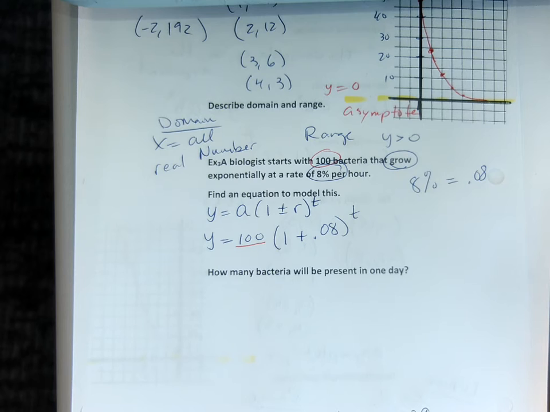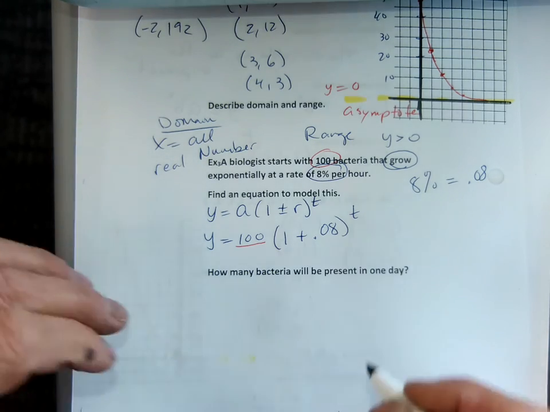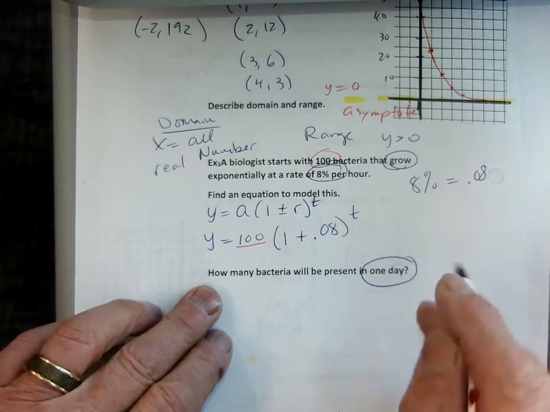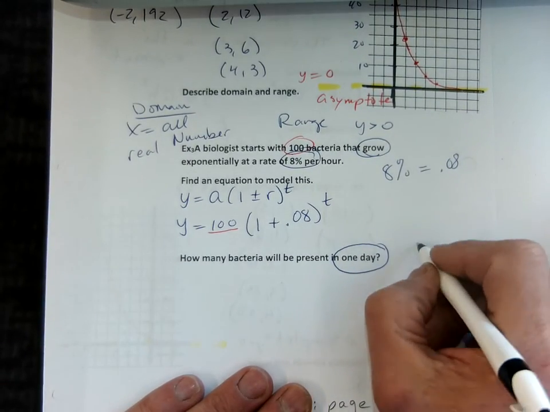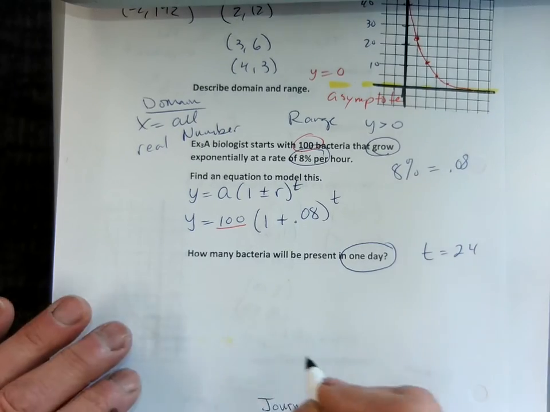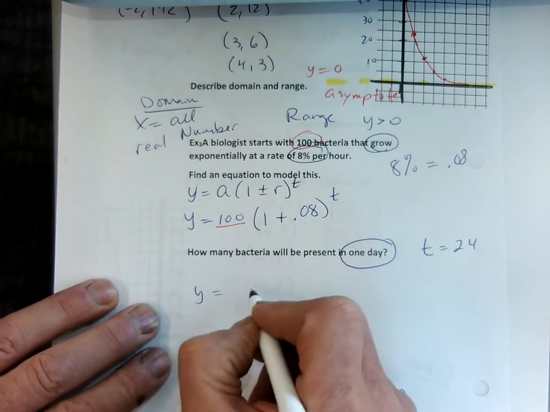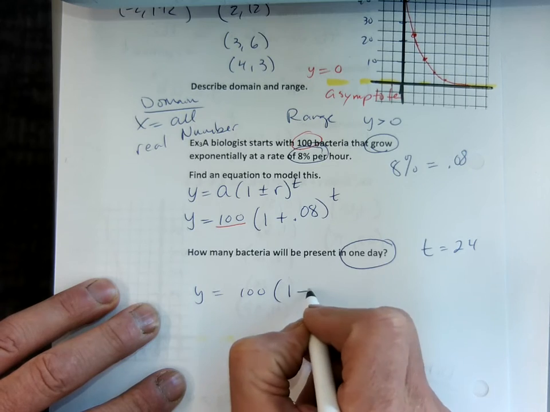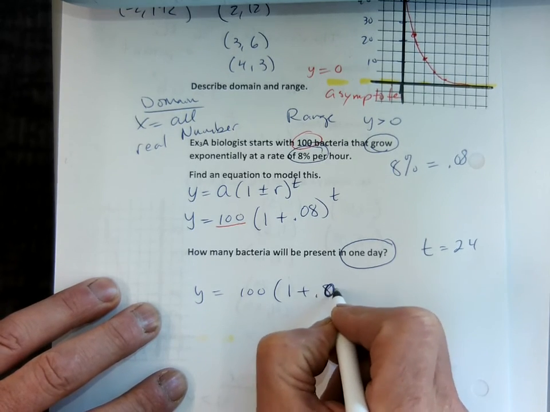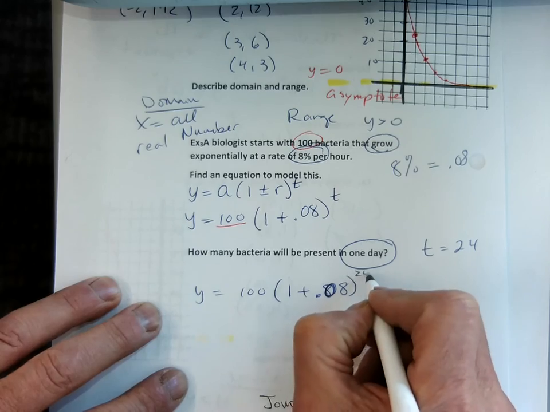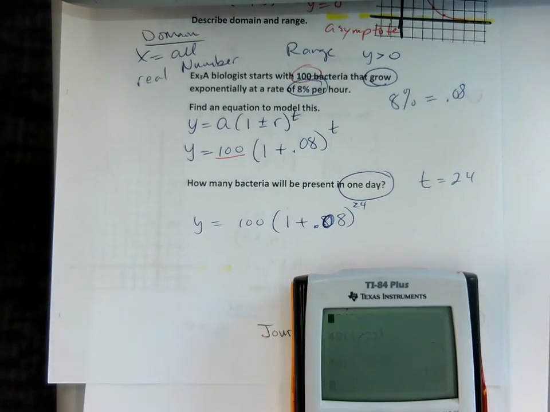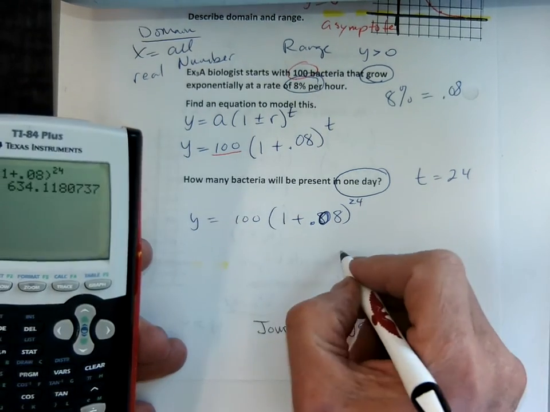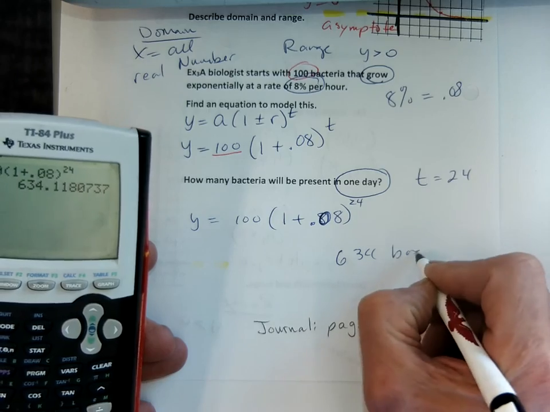All right, now, let's go ahead and finish this up. So, how many bacteria will be in one day? How many hours is that? 24. So, let's let t equal 24 and use our calculator. y equals 100 times (1 plus 0.08) to the 24th power. 1 plus 0.08 to the 24th. I get an answer of about 634 bacteria.